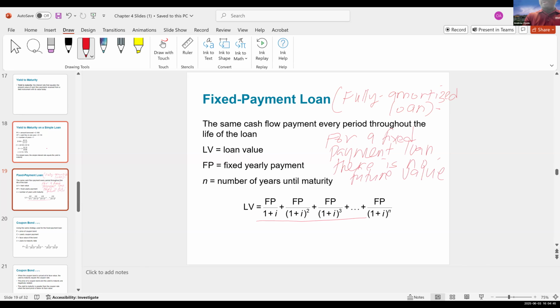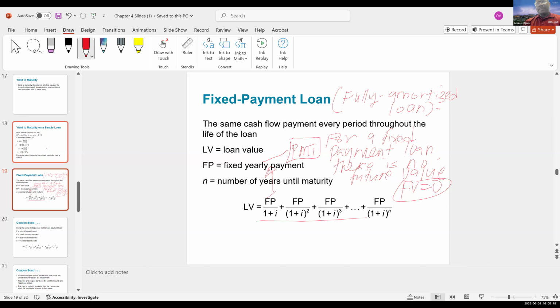Once the loan is paid in full, the future value goes to zero. That's why you don't see future value in this formula. So this FP that you're seeing here stands for fixed payment. For people who have used a financial calculator, this fixed payment is the PMT function, marked PMT, the fixed monthly payment or fixed period payment.